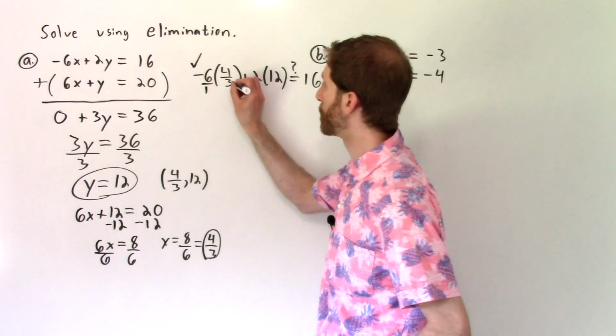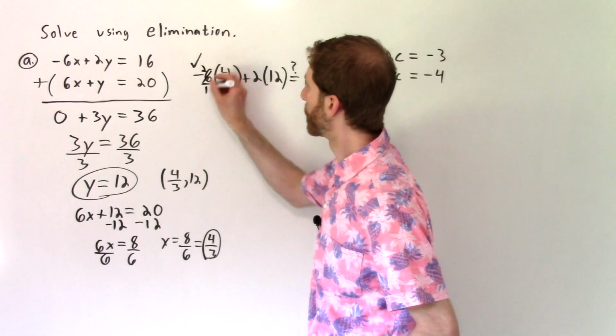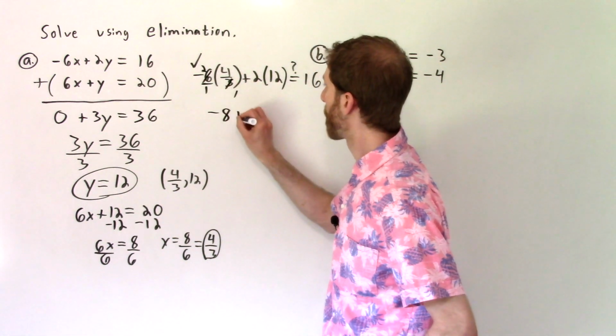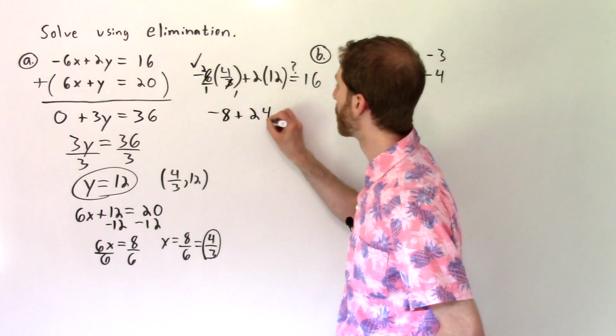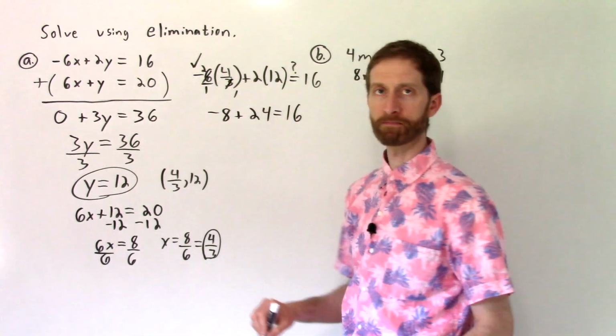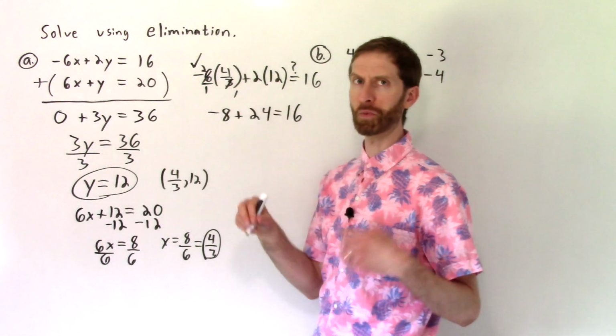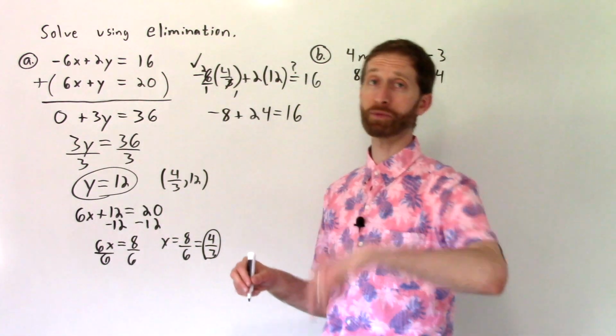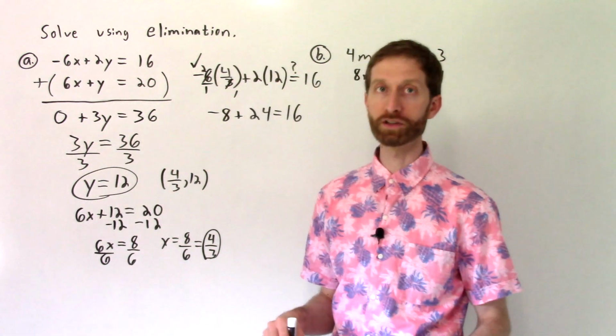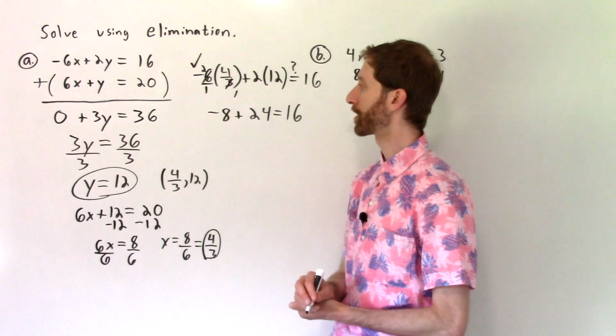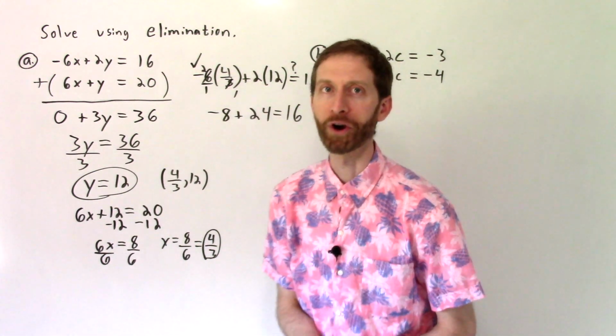That would be -2 times 4, which is -8. Plus 2 times 12 is 24, which is indeed 16. So if you're looking at this check saying, what's the deal with the fraction work? Go back to chapter 1 in Algebra 1 and review your fractions so you know how I'm checking it and why it's working. The point is, the point works.